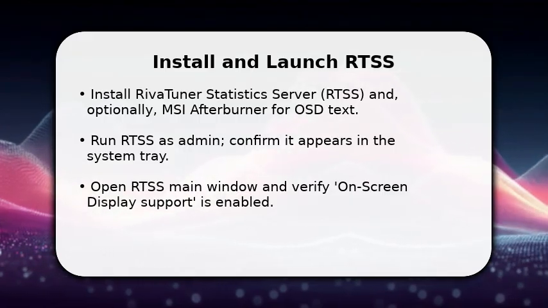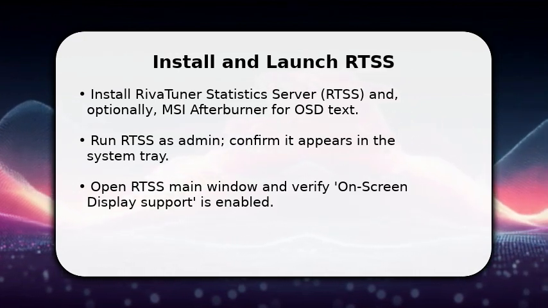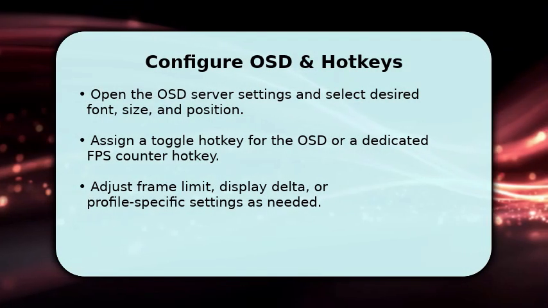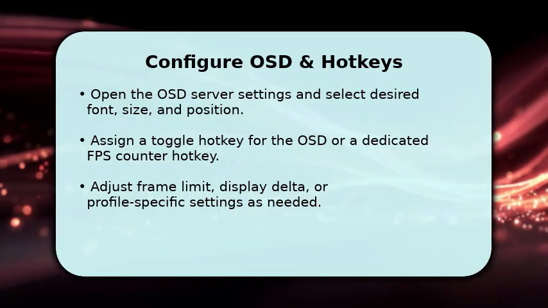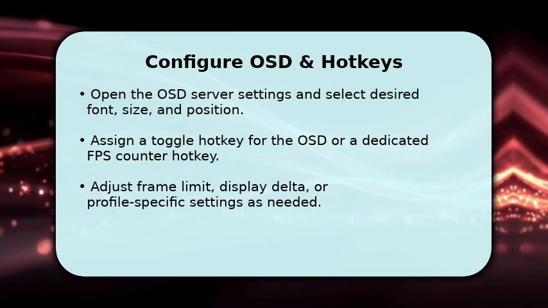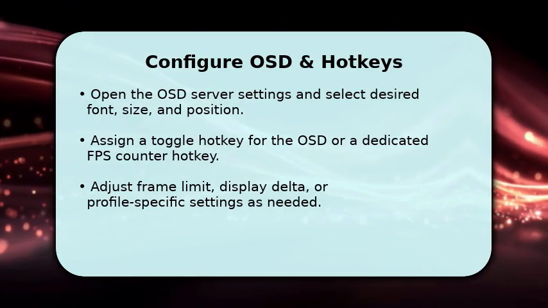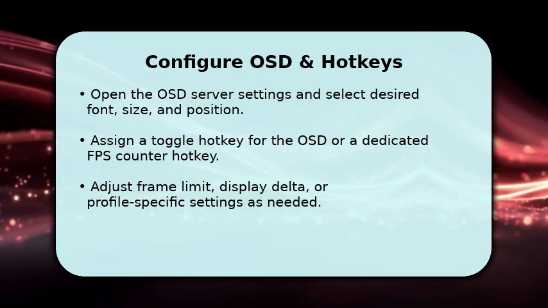Make sure to keep MSI Afterburner closed only if you're not using its OSD text features. Otherwise, run both together. Now you configure the overlay itself. In RTSS, go to the on-screen display settings and pick a readable font size, color, and screen position so it won't block HUD elements. Then assign or confirm a toggle hotkey for the OSD. This lets you show or hide FPS quickly while testing.